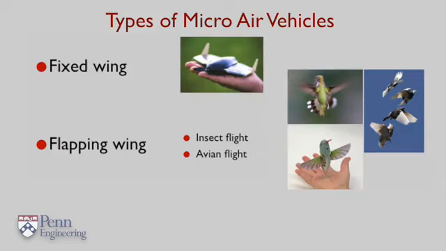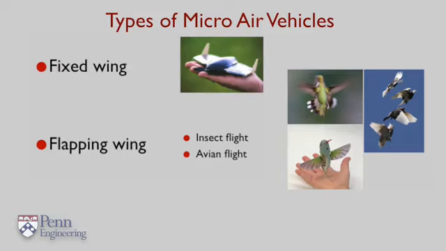However, the fluid mechanics is complicated. It involves studying vortex shedding from wings and unsteady flows, and it's very hard to model these and invert these models to control these kinds of vehicles autonomously.